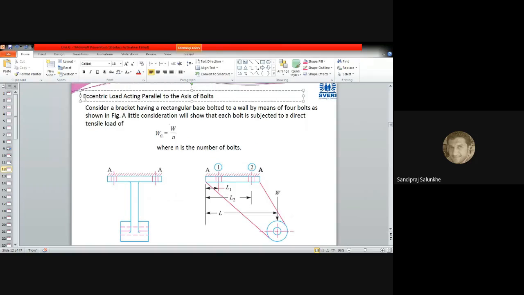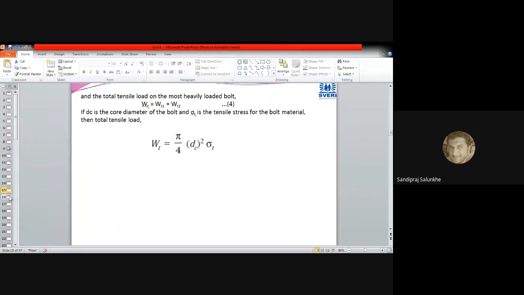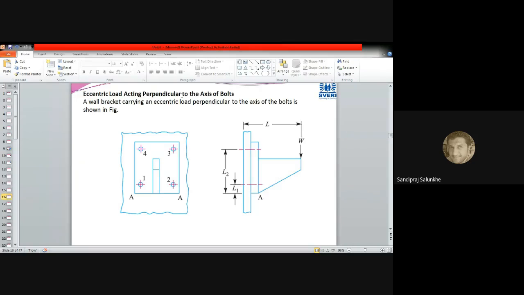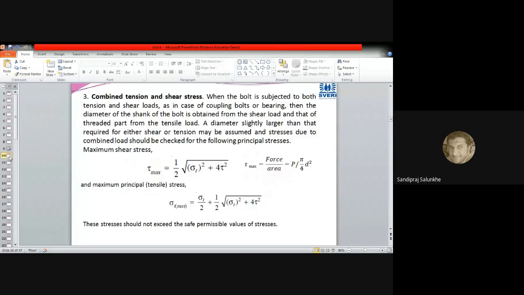Now, the next part in the bolted joint is eccentric loading. There are two types of eccentric loading. One is parallel to the axis of the bolt, and another one is eccentric load perpendicular to the axis of the bolt. So we are going to see both of these.